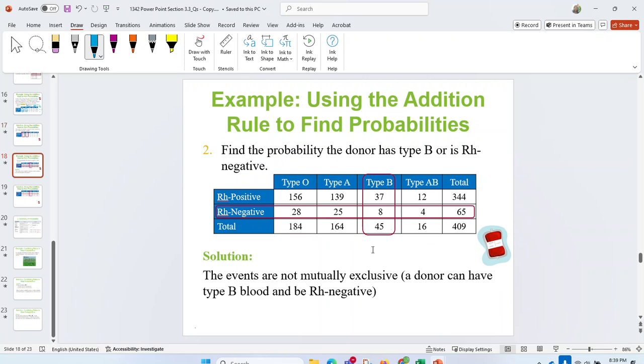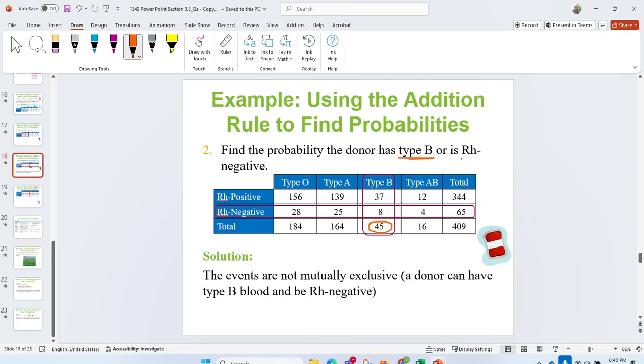The second one right here: you want to find the probability that the donor has type B or Rh negative. So we're going to look at type B in here. The total for type B is 45. How do you get 45? You use 37 plus 8. That's the type B total.